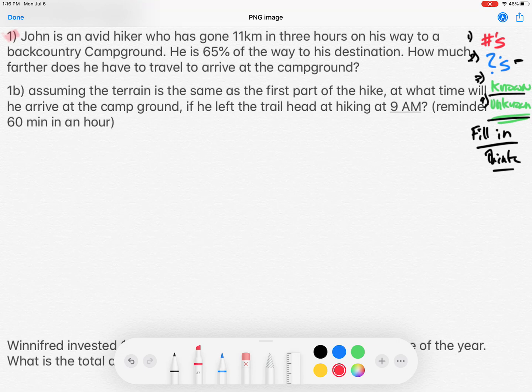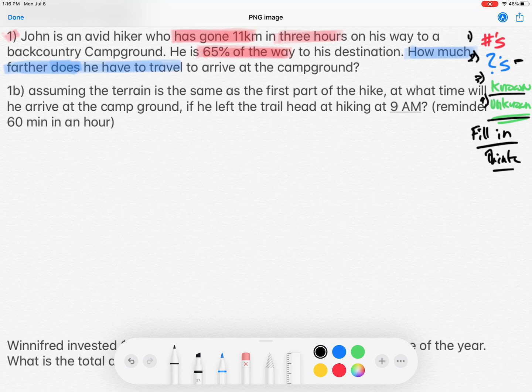So the first thing we're going to do is look at numbers. He has gone 11 kilometers. That's important. 3 hours. Might be important. He is 65% of the way to his destination. Now, here is where I would change. If you're underlining the numbers and the key things, circle the question. The big question is how much further does he have to travel?